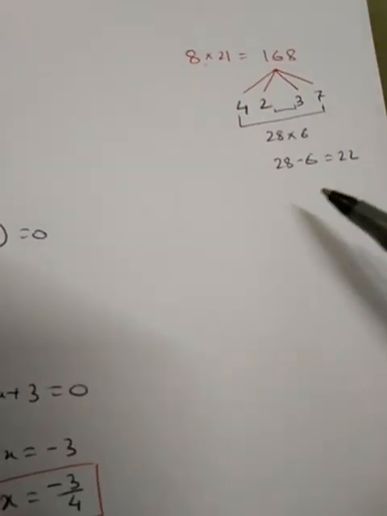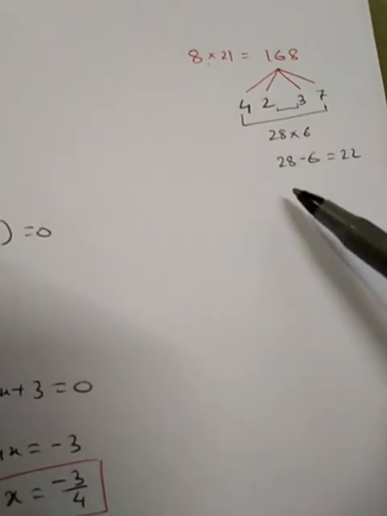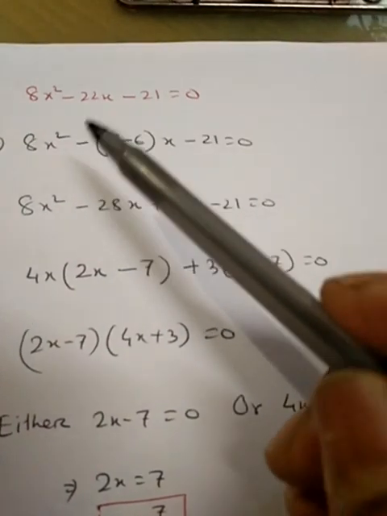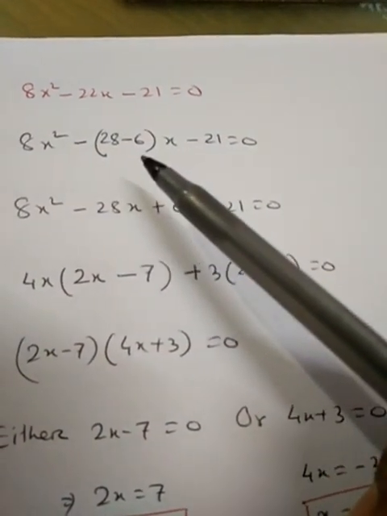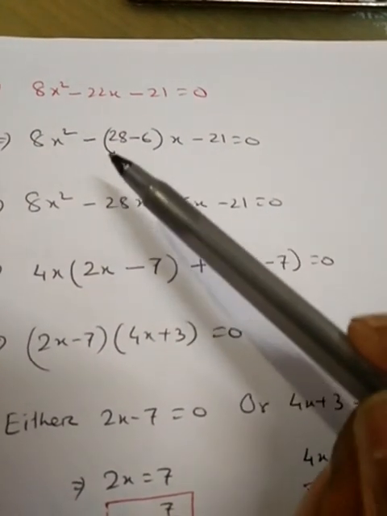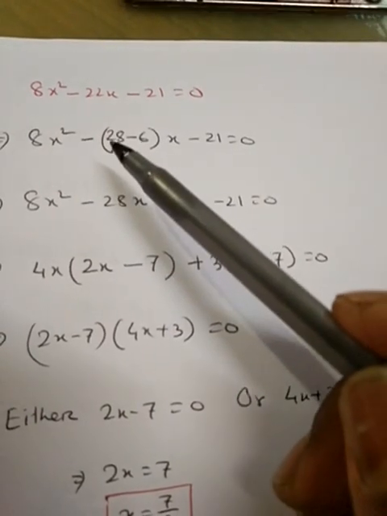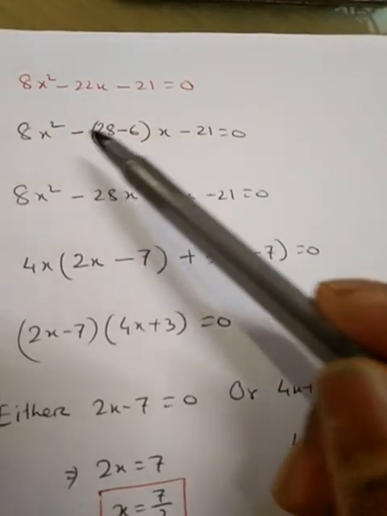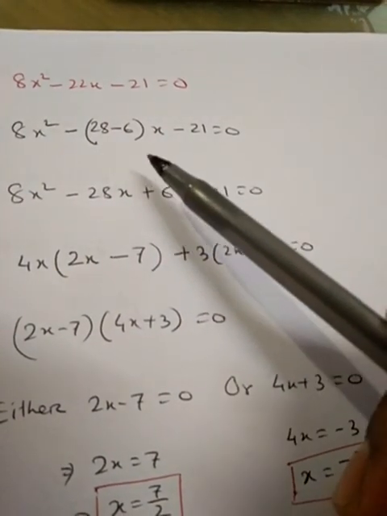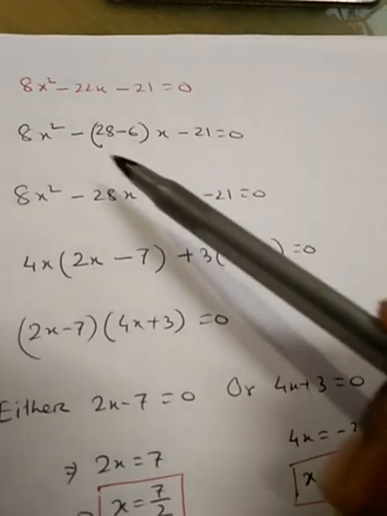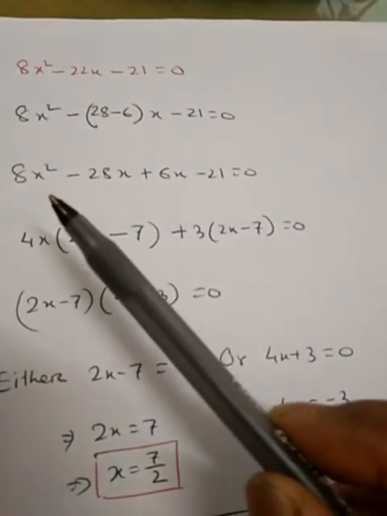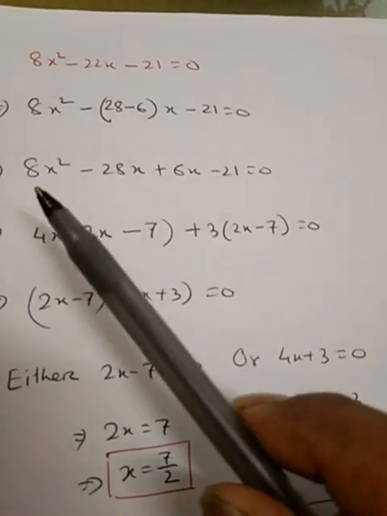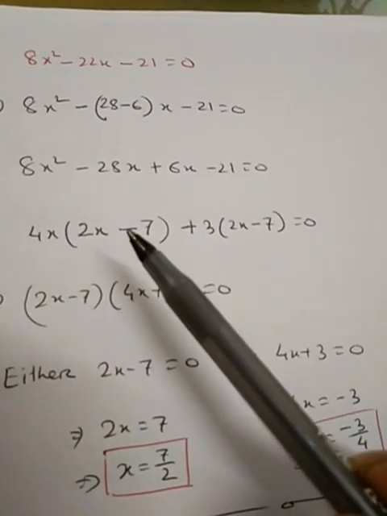This way the factors will be 28 and 6, because 28 minus 6 is 22. So here in place of 22 we have taken 28 minus 6, and then in the next step we have broken this minus 28x, and then minus into minus will be plus 6x, and the rest will be the same as it is. In the next step, from these two terms we have taken 4x common, so 2x left, minus 7.